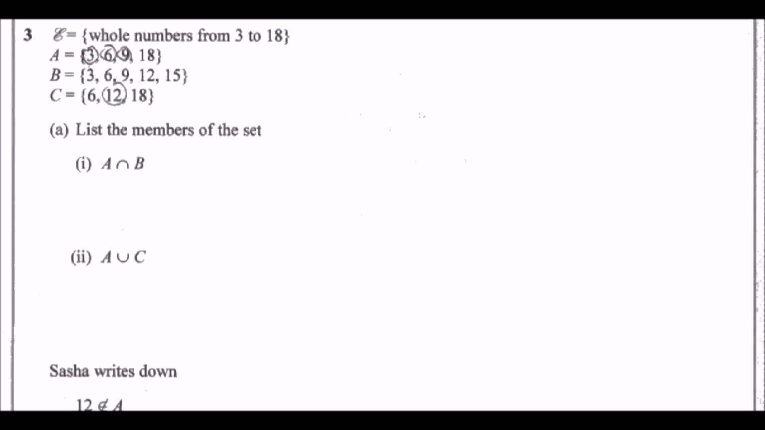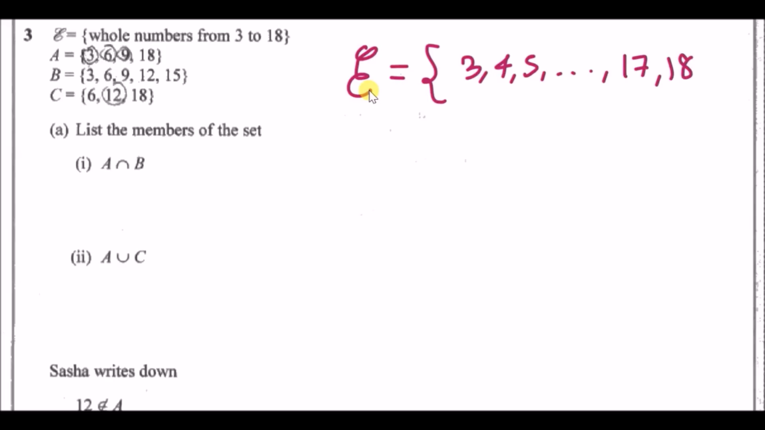Okay, number 3. We've got a universal set, so that's what that symbol means, of all whole numbers from 3 to 13. In essence, if you had to copy this out properly, you can write all whole numbers from 3, 4, 5, all the way to 18. Okay, so that's pretty much everything we need to include. Now it tells us that A, B, and C are given by the following elements. So these numbers are known as elements in the set. Okay.